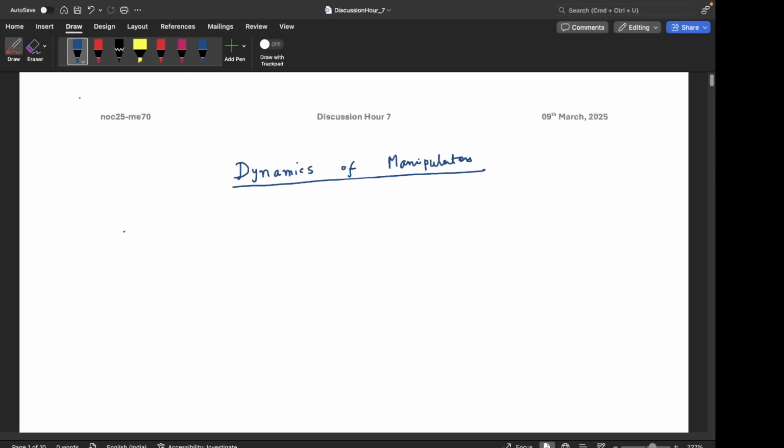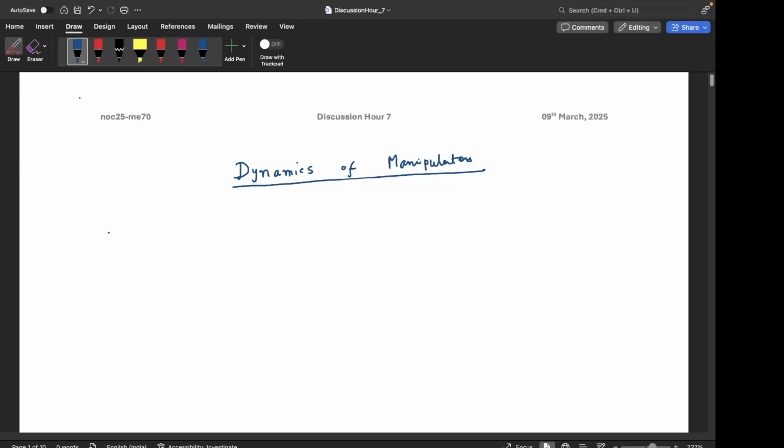Whenever we study the dynamics of a system, we are concerned about the agency that is causing the motion of the system. Kinematics was just the study of motion without being concerned about the agency or the cause of the motion. Statics is concerned with forces and moments, but there is no motion involved. Dynamics is where there is motion of bodies, and we want to relate the forces and moments to the motion of the bodies.